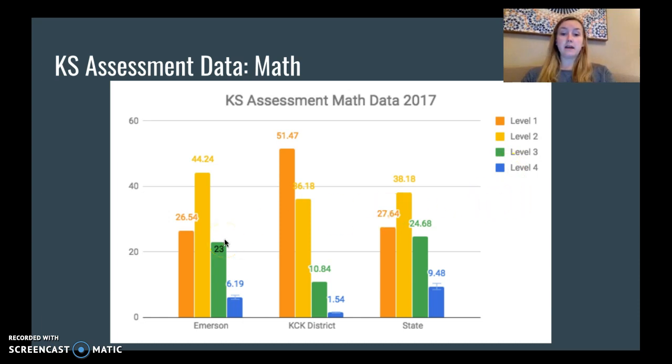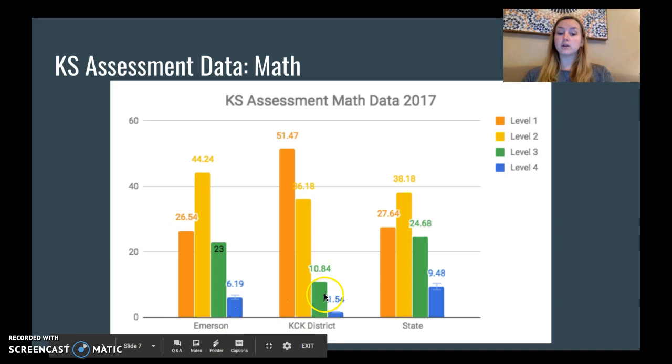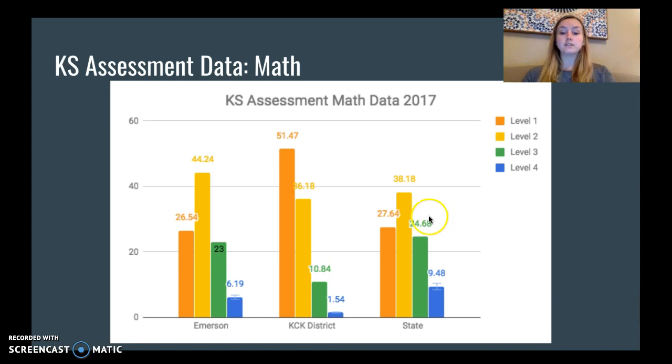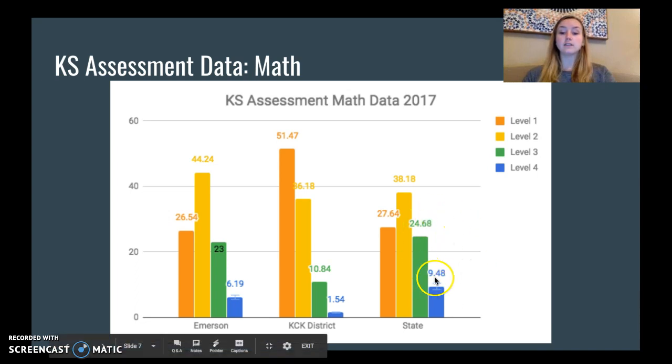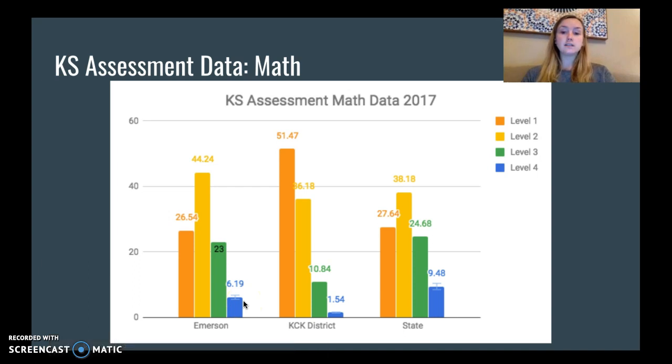As you can see in our math assessment data, Emerson as a whole is performing better than the Kansas City, Kansas school district as a whole. We have far more students who are reaching these level 3s and 4s than the school district does as a whole. However, we have fewer students who are reaching these levels at Emerson than there are at the state. So we have about 25% as compared to 23% and about 9% compared to 6%. Not huge differences, but nonetheless significant differences between Emerson's data and Kansas's average data.